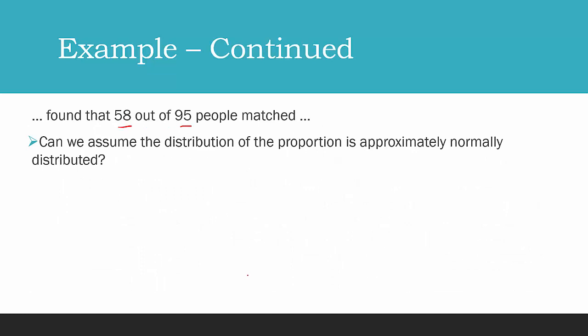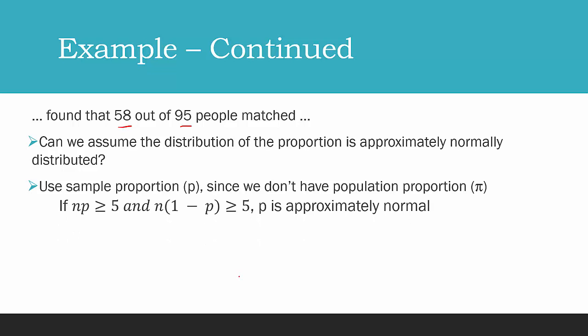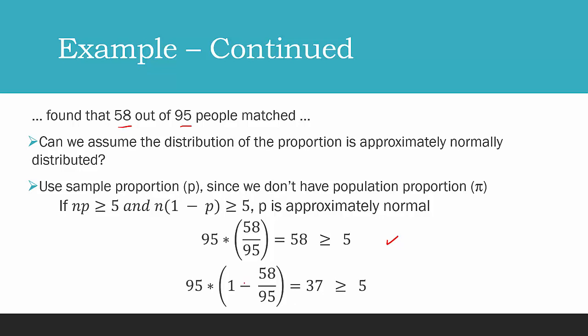Can we assume the distribution of the sample proportions is approximately normally distributed? We don't have the true proportion, so we're going to have to use the sample proportion in its stead. Remember, the rule is such that if n times the proportion is greater than 5, and n times 1 minus the proportion is greater than 5, those sample proportions p are approximately normally distributed. For our case, 95 times 58 out of 95 is 58, which is greater than or equal to 5. Check. 95 times 1 minus 58 out of 95 is 37. That's greater than or equal to 5. Check. We can assume the sample proportions are approximately normally distributed.